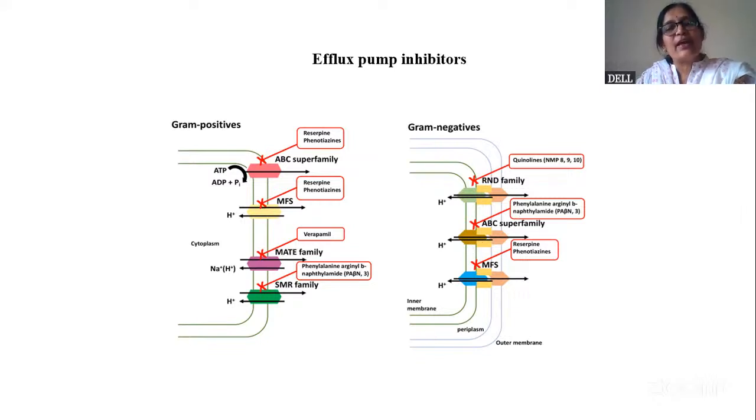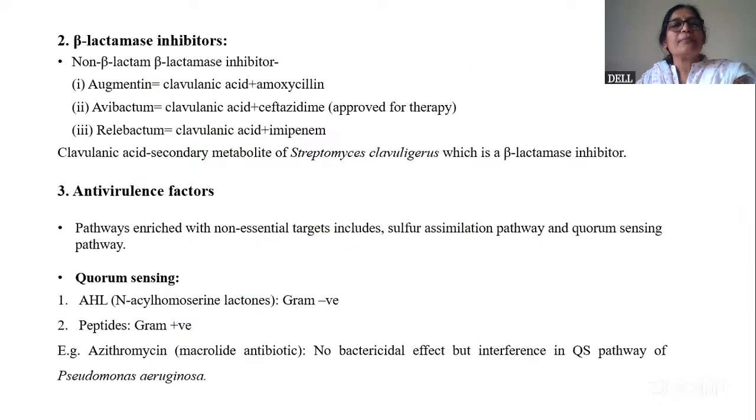And so that we have a low MIC, so minimal inhibitory concentration of the compounds. Now, coming to beta-lactamase inhibitors, I think most of you are aware of this. I have already spoken about it in the first slide. Clavulanic acid with amoxicillin combination. The commercial name is Augmentin.